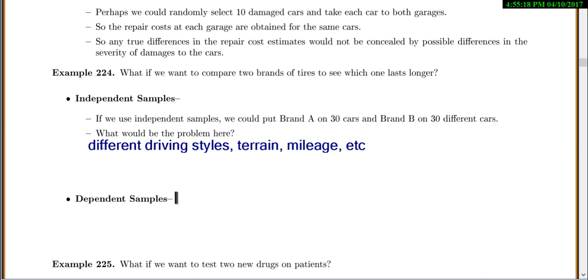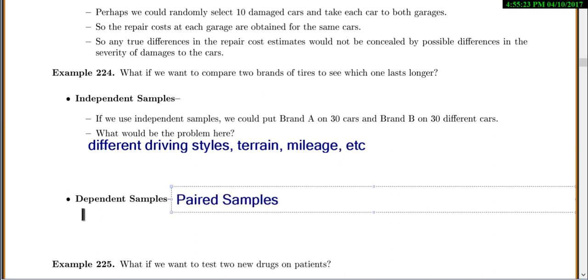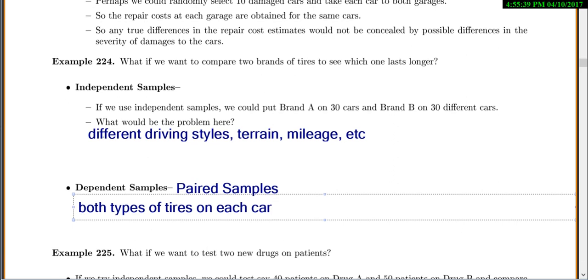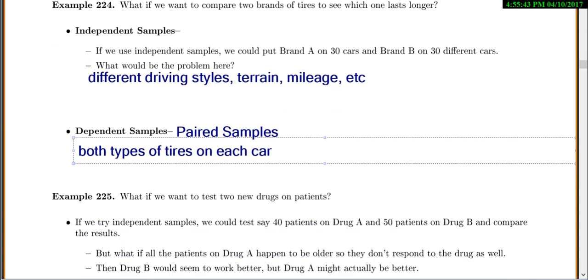So if you wanted to try dependent samples instead, or in other words, paired samples, what you could do is you could put both types of tires on each car. And then that way you know that each set of tires is going to go to the same place with the same driver, with the same mileage. And so the difference in the results will be due just to the types of tires.